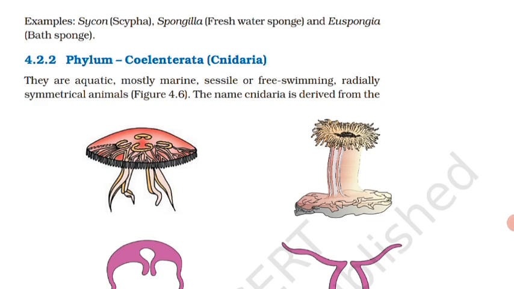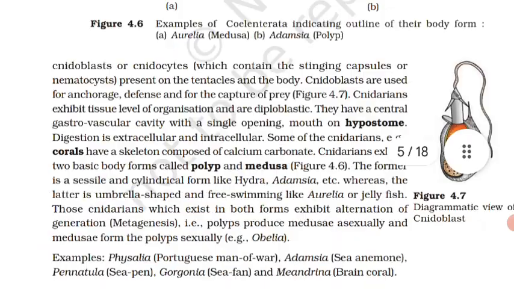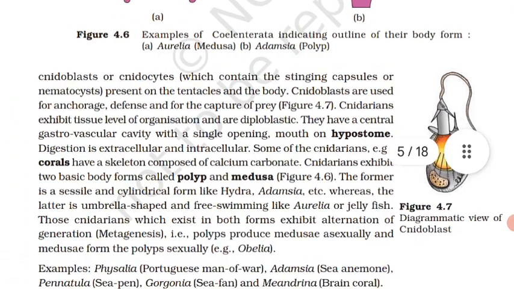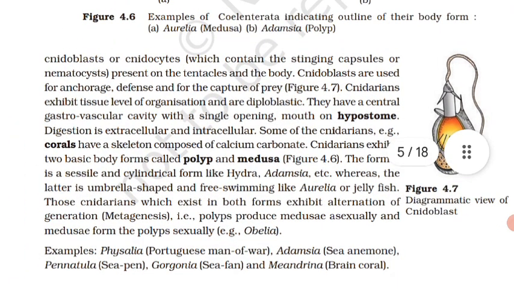Examples of the phylum Coelenterata, that is Cnidaria, are Physalia, Portuguese man-of-war, Adamsia, sea anemone, Pennatula, sea pen, Gorgonia, sea fan, and Meandrina, brain coral. Ctenophora. The ctenophores, commonly known as sea walnut or comb jellies, are exclusively marine, radially symmetrical, diploblastic organisms with tissue level of organization.